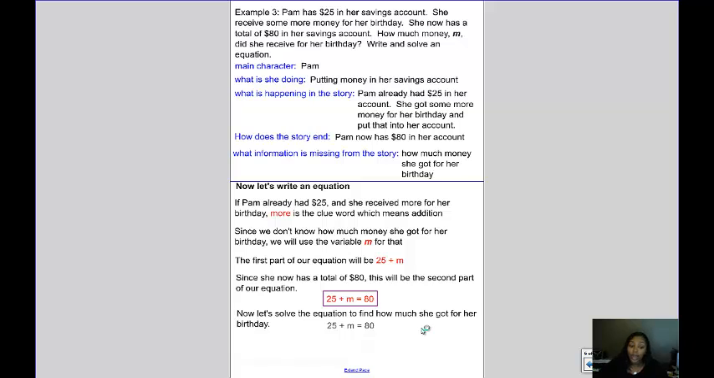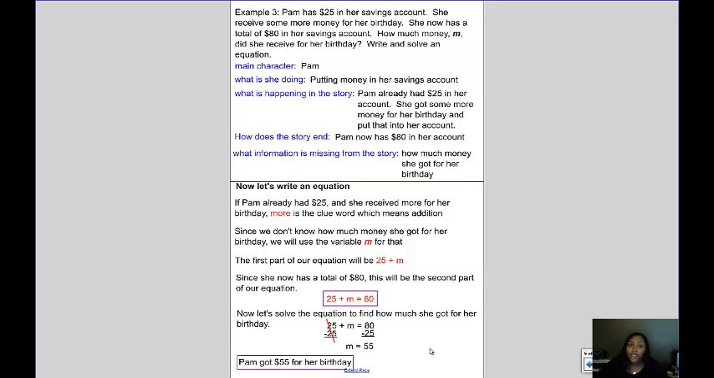So we're going to write the equation down. And then after we write the equation down, we need to get M by itself. They added 25, so we're going to subtract 25. And then whatever you do on one side of the equation, you have to do the same thing to the other side. And so then these cancel each other out, which leaves us with M. And then 80 minus 25 gives us 55. And that means that Pam received $55 for her birthday.